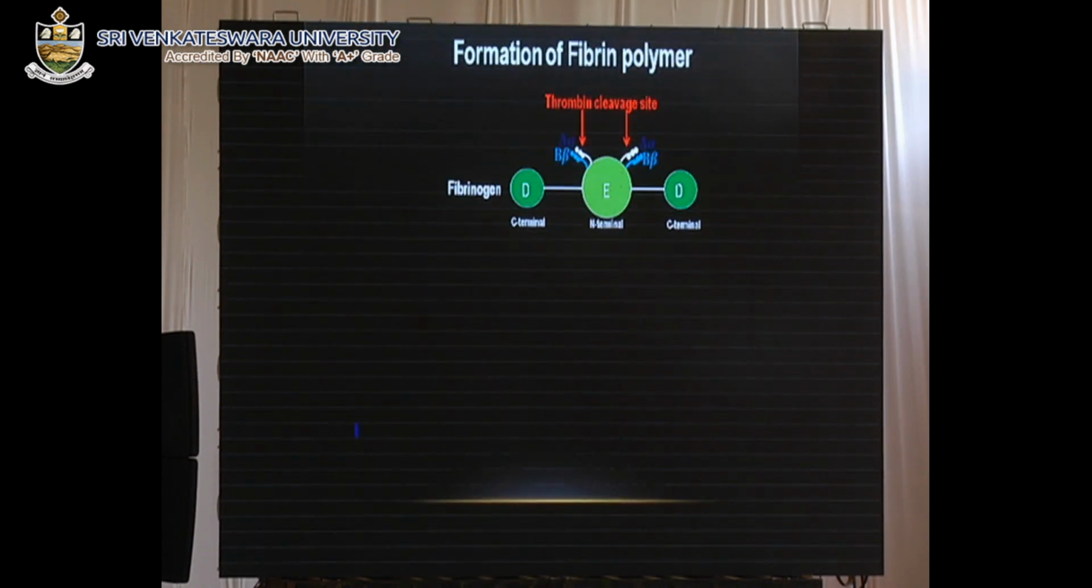You see the next slide. Here is again the same thing. Here it is the fibrinogen and the thrombin cleavage.